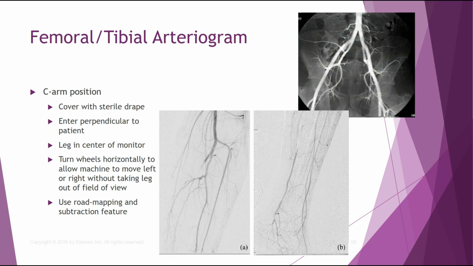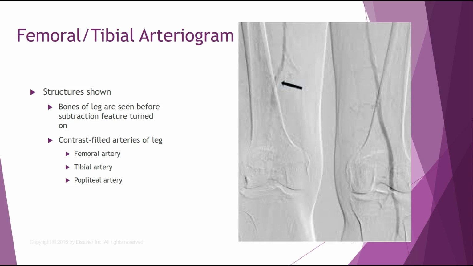You also will use subtraction technique in arteriograms, okay? These images here already have, the lower images are subtracted, but they already have the bone removed, it looks like. The one up top is a regular arteriogram image. Okay, here is subtraction images with the bone. Bones of the leg are seen before the subtraction has taken them out. Okay?